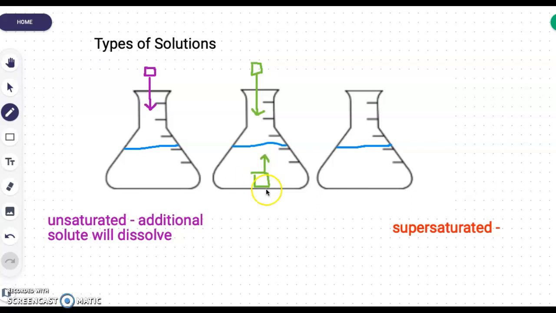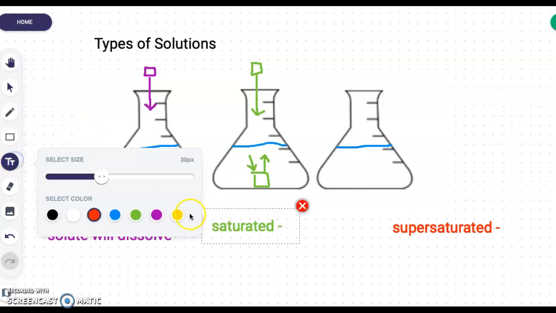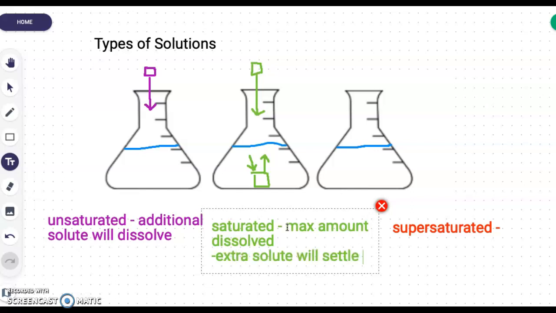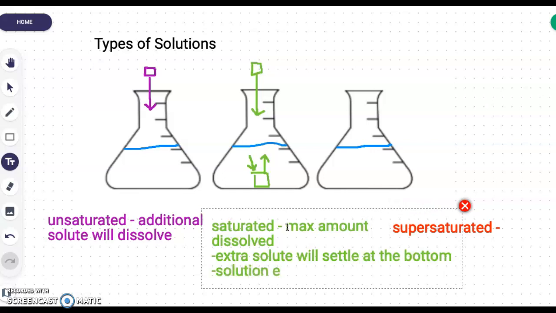So I have a little bit of my solid will dissolve, and then a little bit of my already dissolved crystals will recrystallize and solidify on my surface right there. So I add my text box back in here. It's back. So my saturated solution, we already have the max amount dissolved in that solution. Any extra or additional solute will settle at the bottom, and then at the bottom we'll have that solution equilibrium.